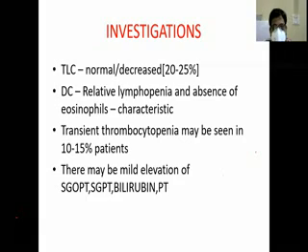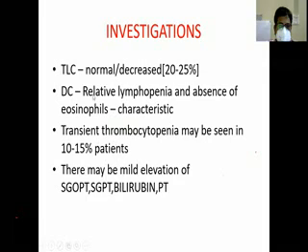First thing is cell count, total leukocyte count. Either it may be normal or decreased, in 20 to 25%. In the differential count, relative lymphopenia will be there, and absence of eosinophils are the characteristic features. And transient thrombocytopenia may be seen in 10 to 15% of the patients. There may be mild to moderate elevation of SGOT, SGPT, bilirubin, or the liver function test.